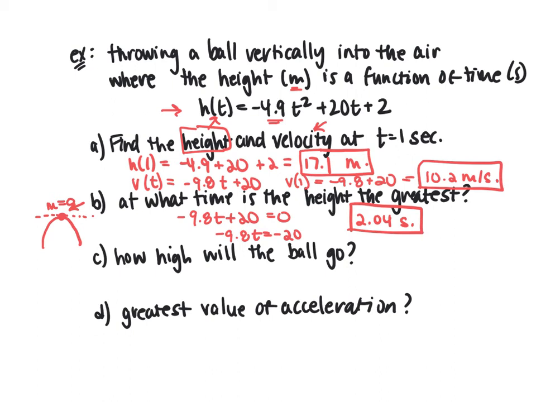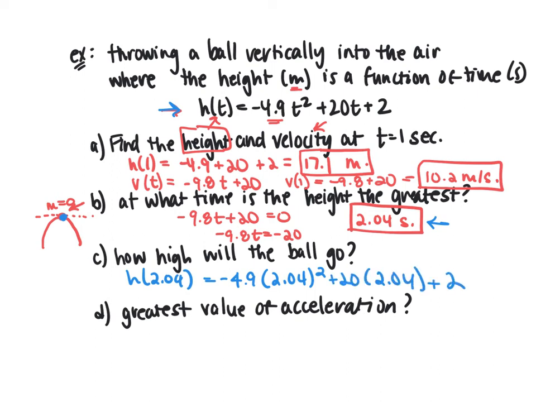The next question says, how high will the ball go? Well, the ball can only go to where the maximum height is, right here. And we know the maximum height happens at 2.04 seconds. So if I take my height function and plug in 2.04, so h of 2.04, that will tell me what the maximum height is going to be. And if I plug that into my calculator, what I'm going to get is 22.41, and this is meters.